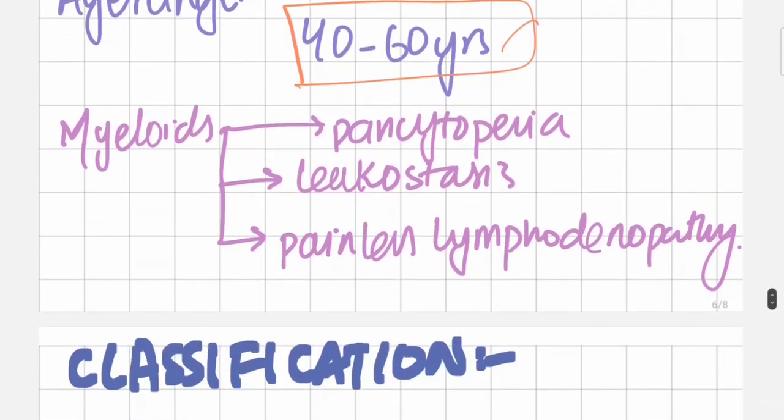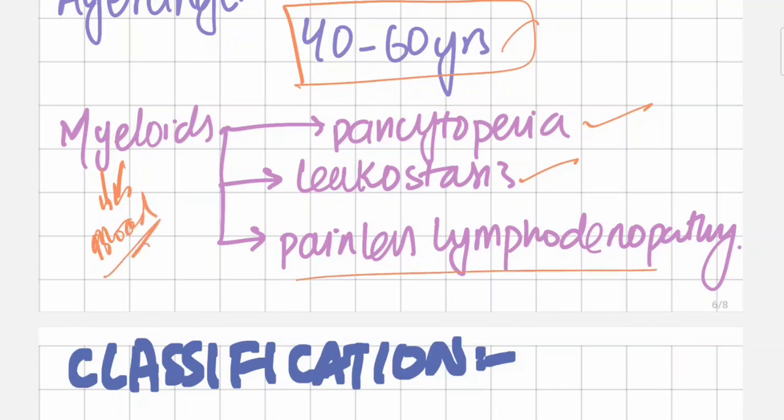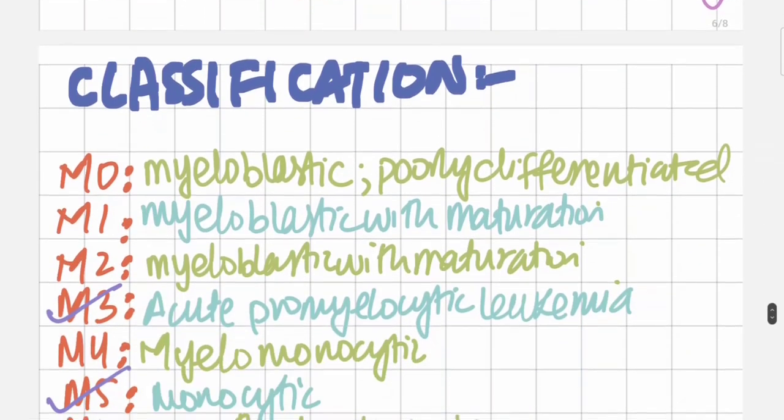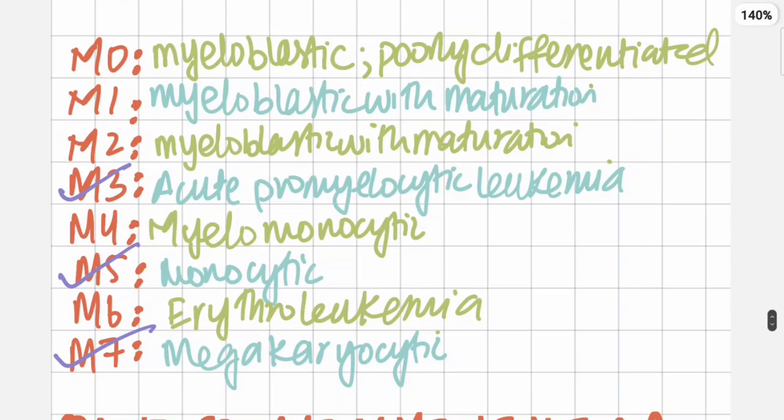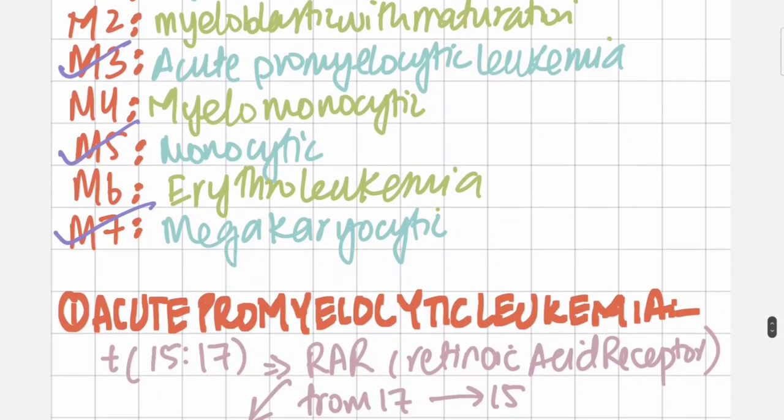Now for myeloids, it is of course going to crowd out the hematopoiesis, so we're going to have pancytopenia, and there's going to be leukostasis because myeloids are then going to enter the blood, and of course it is going to sludge the blood and cause leukostasis, and painless lymphadenopathy will occur. Now classification is a lot, but good news, we only need to do 3. There are like 7, like Mission Impossible movies, but we only do 3.